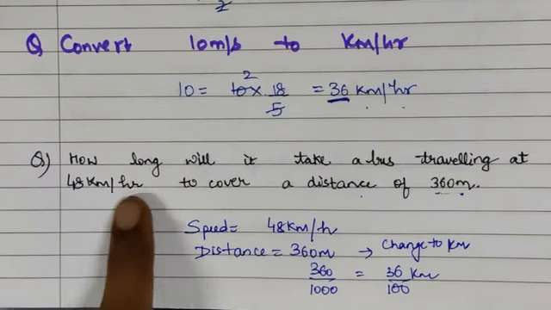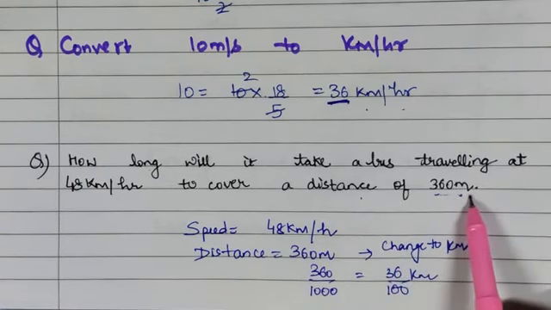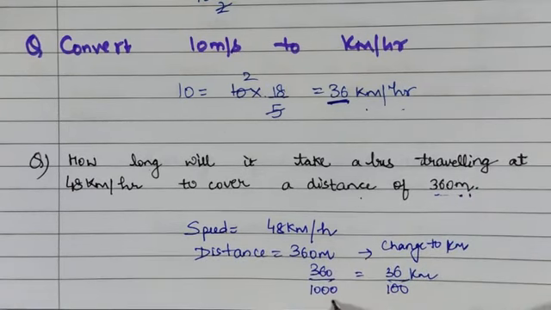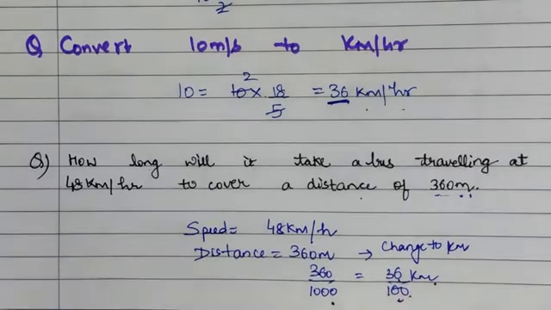So here this is kilometer per hour, so distance should also be in kilometer. So let us convert it into kilometer. Divided by 1000, what do we get? 36 upon 100 kilometer. You can do the cancellation also, but I am not doing it here.